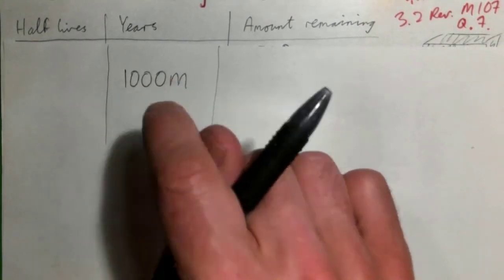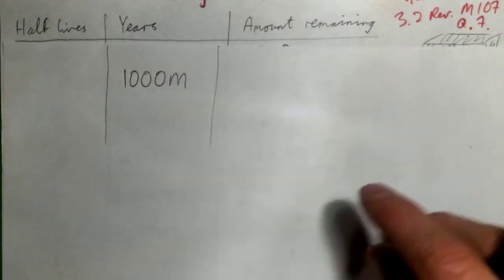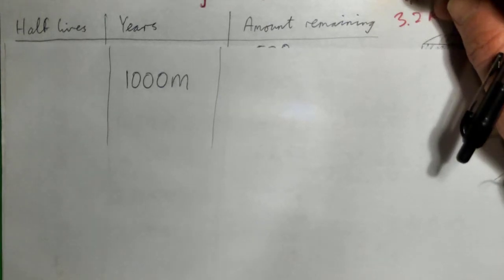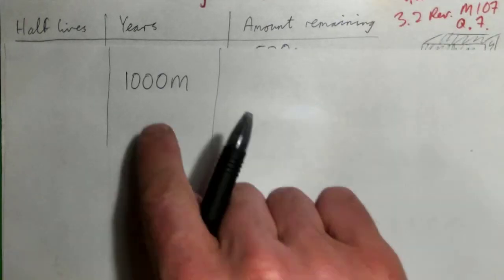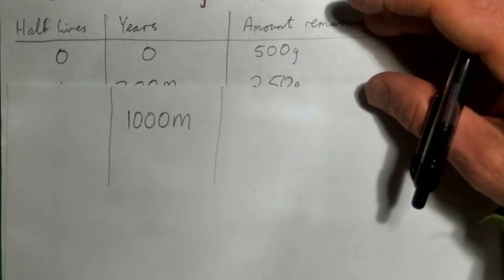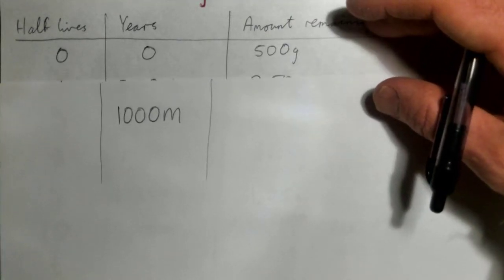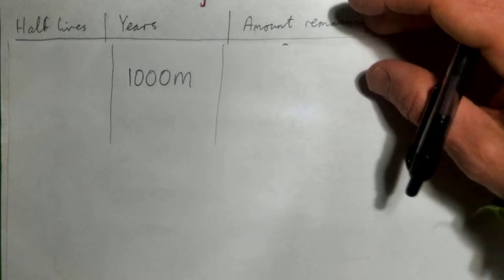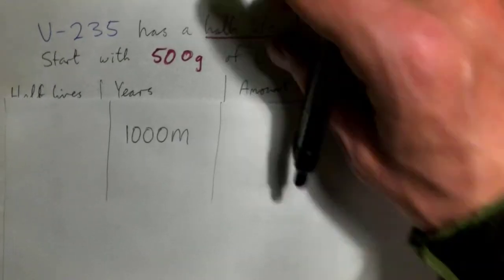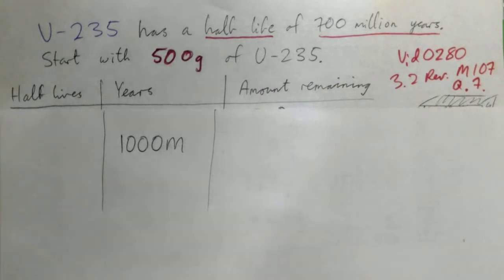But how many half-lives is 1,000 million years? That is the trick. Can you figure that one out? Take your time. Yes, how many half-lives is 1,000 million years? Well, don't look at anything. Stop everything and just look.